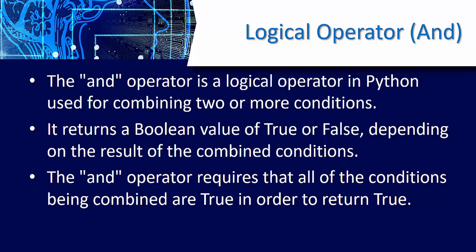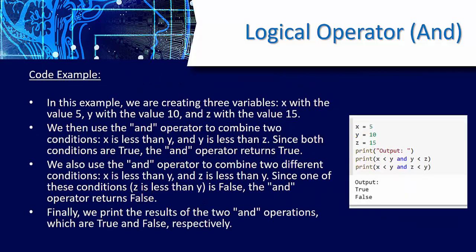The AND operator is a logical operator which Python uses for combining two or more conditions. It returns a Boolean value of true or false, depending on the result of the combined conditions. The AND operator requires that all of the conditions being combined are true in order to return true.